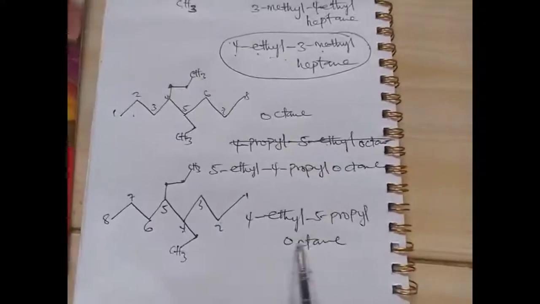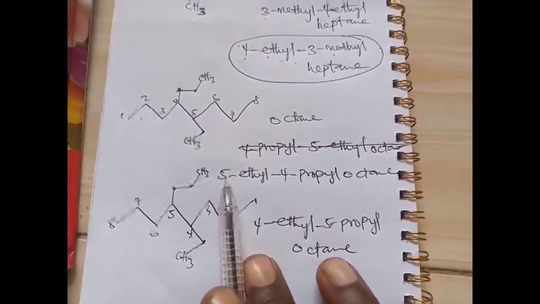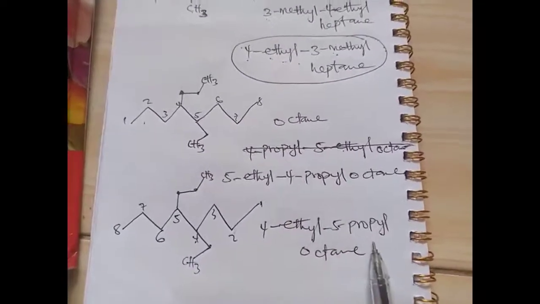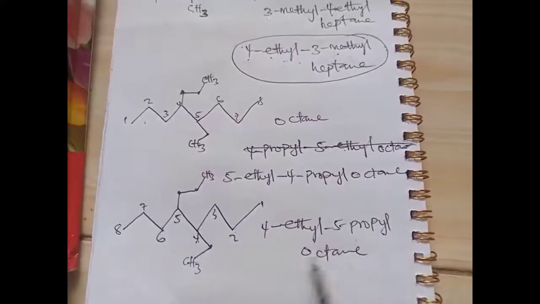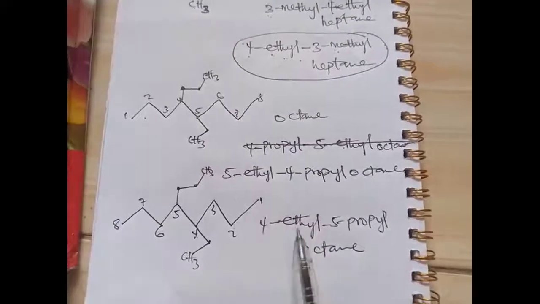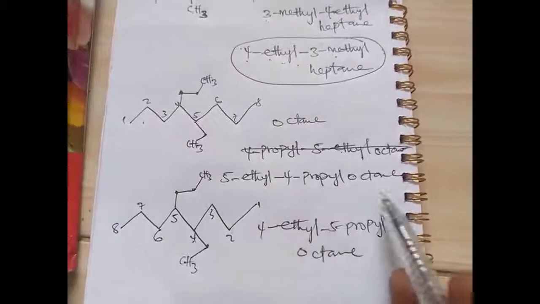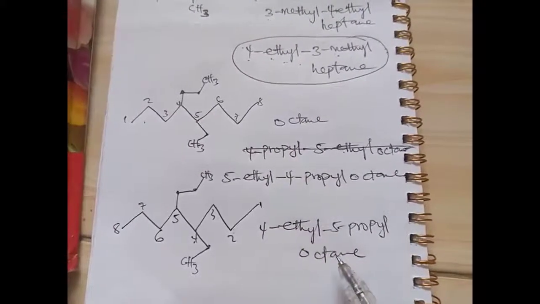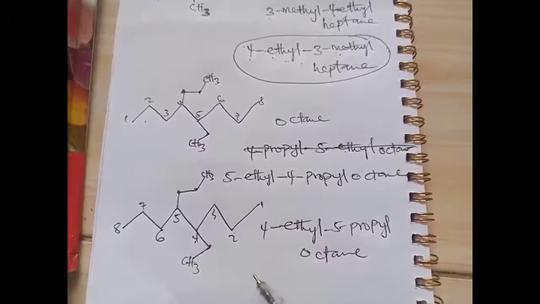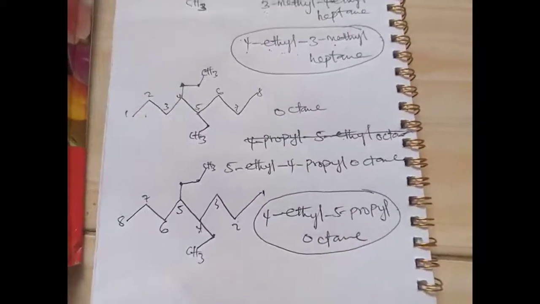Now, no matter how we do it, you can notice that the only difference is that here the numbers are in descending order, 5 and 4. Here it is in ascending or increasing order, 4 and 5. In whichever way we see them, we notice that alphabetically they are already arranged, E before P. Since they are already arranged, in any way we put it, they are already the same. What we now need to consider is the number. We now need to put it in increasing order. So we pick 4-ethyl, 5-propyl, octane.